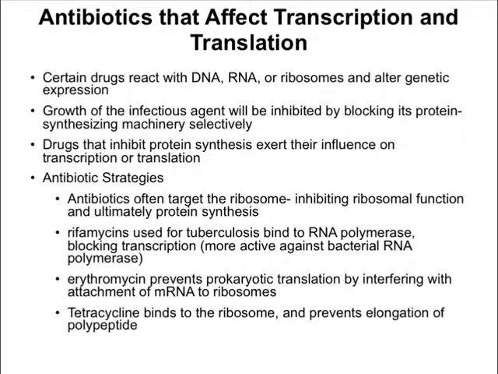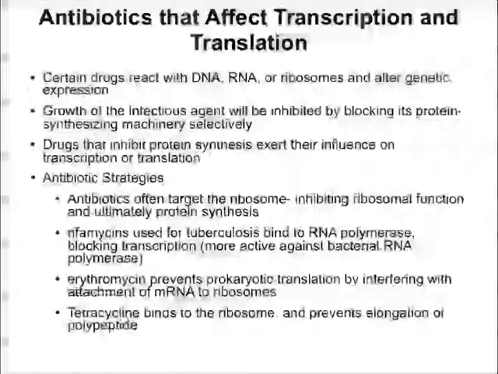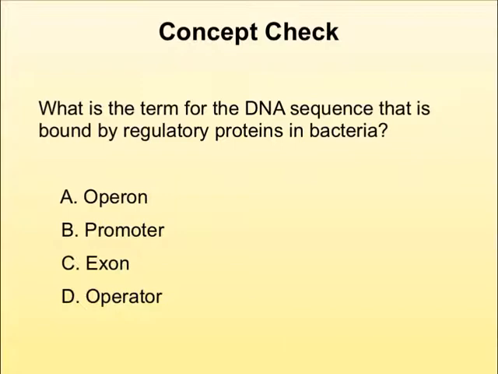So as you can see, there are a plethora of different ways in which we can interfere with the processes of transcription and translation in order to control microbial growth. Let's have a quick concept check. What is the term for the DNA sequence that is bound by regulatory proteins in bacteria? So which sequence on the gene is where the regulatory protein binds?